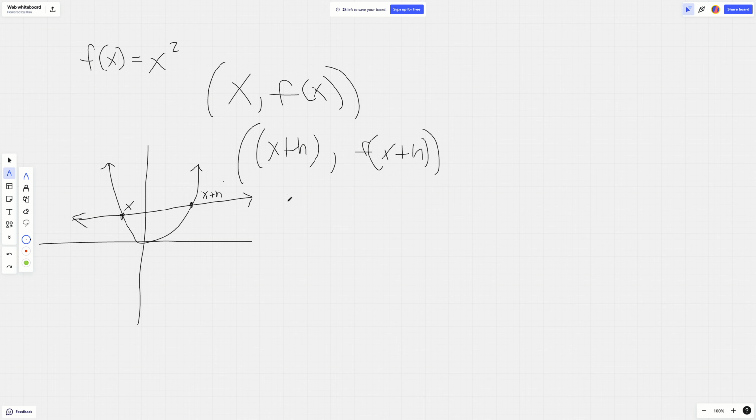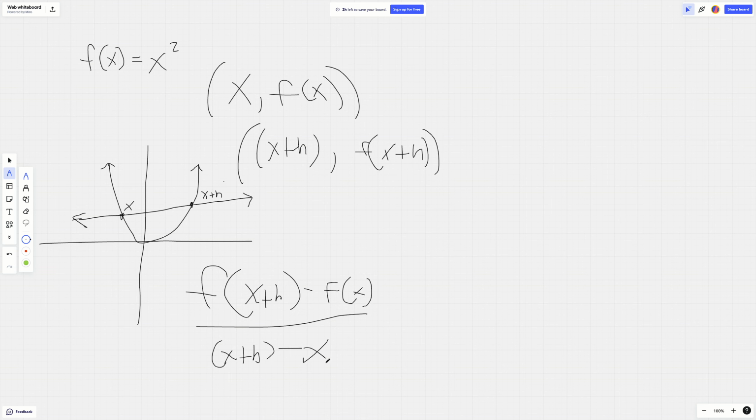Okay, pretty simple here. So how do we demonstrate that algebraically? It'd be f of x plus h minus f of x, divided by x plus h minus x. This is the slope for this secant line. And as you can see, these two x's just cancel out. And so this would be f of x plus h minus f of x, all over h. Okay, that's cool. That's the formula for this secant line.